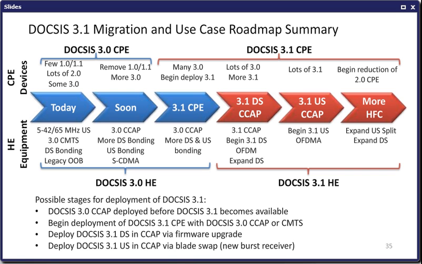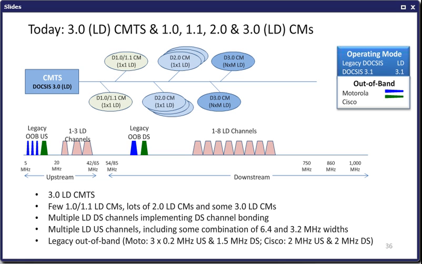But in the upstream, we may start using it even on the current spectrum because of the time division multiplexing functionality. Eventually, different MSOs may choose to deploy additional capacity in either the downstream or the upstream, for example, expanding the downstream to 1.2 gigahertz or expanding the upstream to 85 megahertz or more, and therefore have additional capacity to support DOCSIS 3.1 devices.